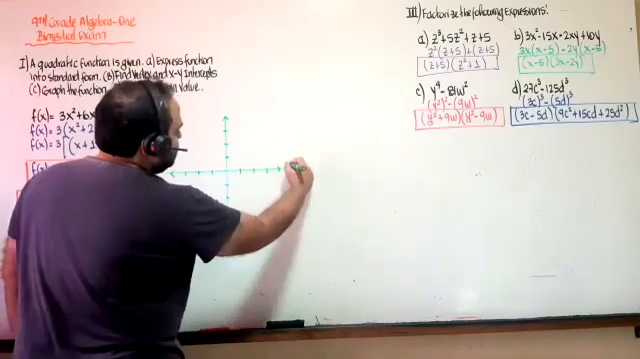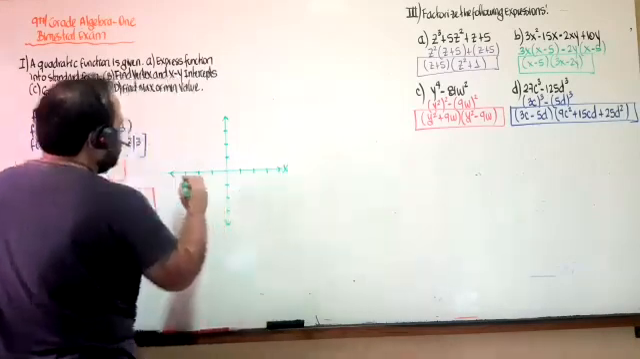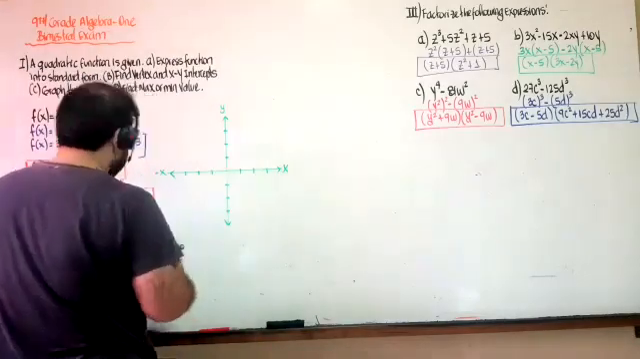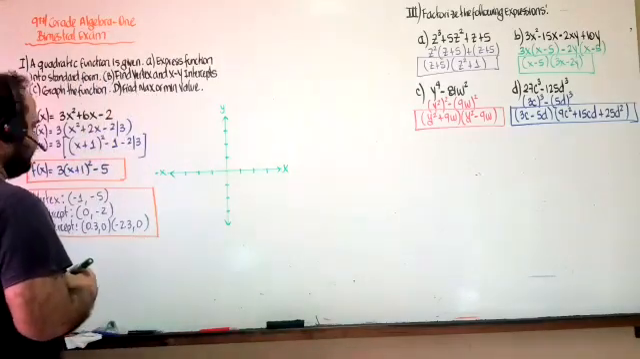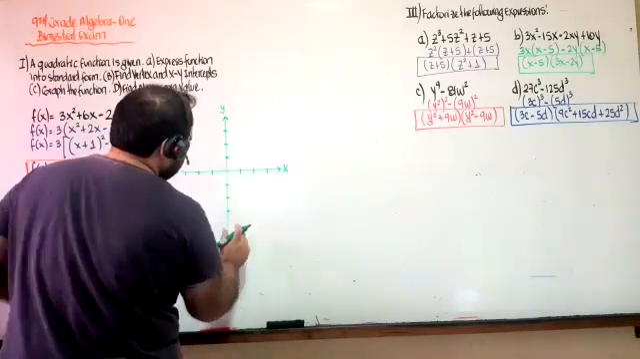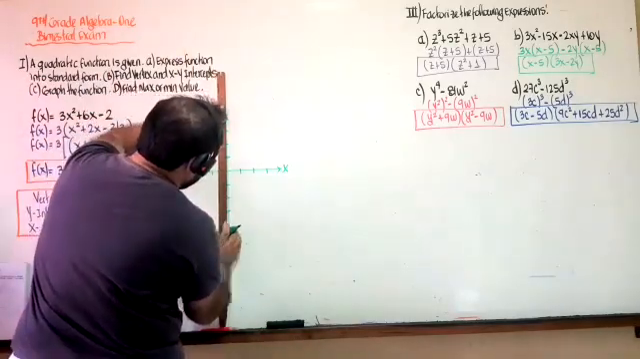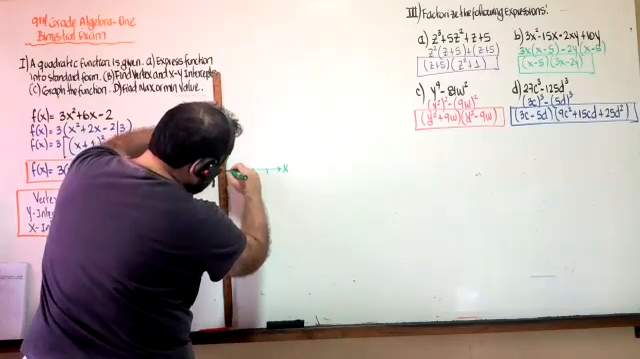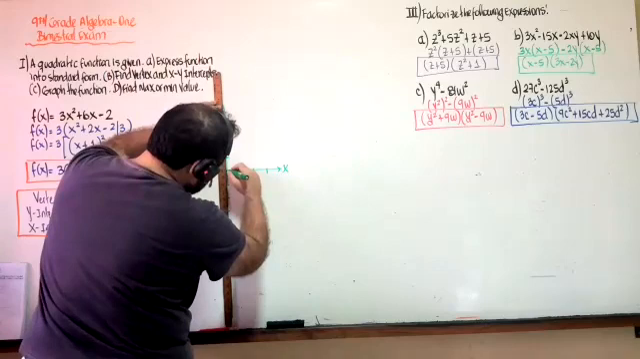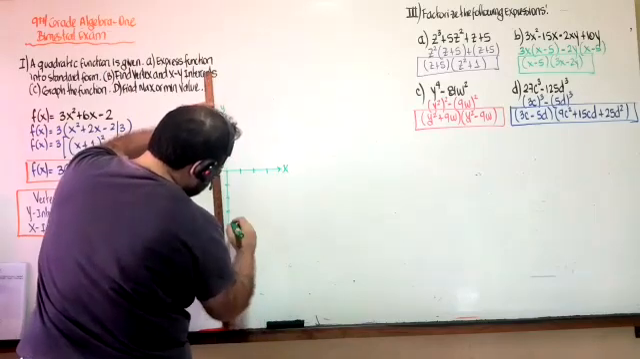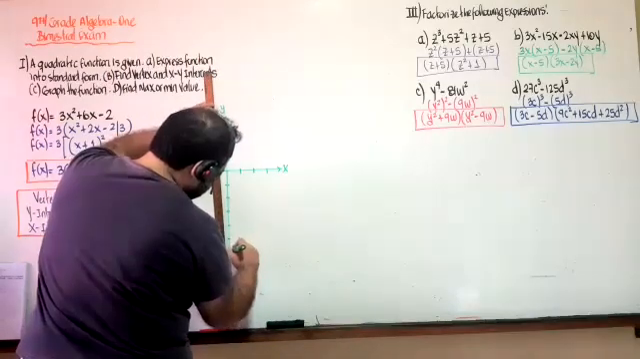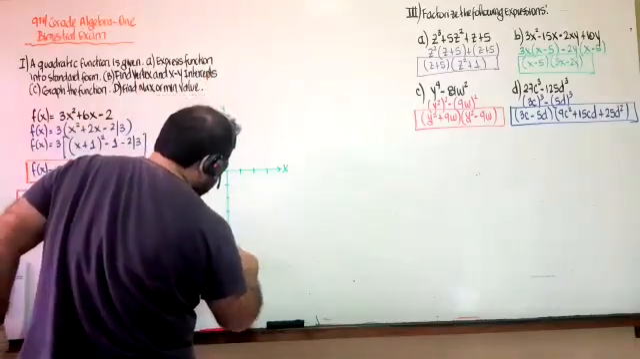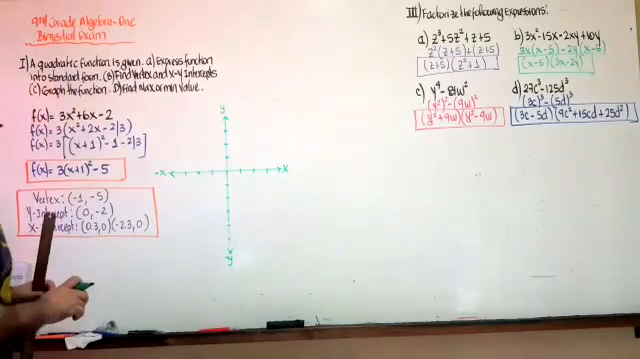This is x, negative x, y. Oh, we have 5 units. We need to increase this denominator. 4, 5. Okay. Negative y and positive y.